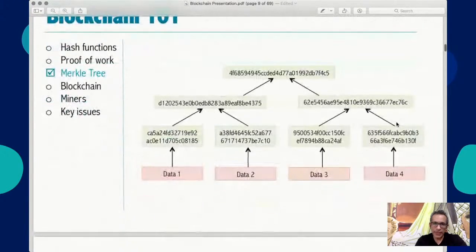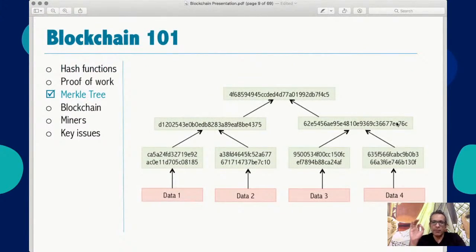Now, the next concept that we need to understand is called a Merkle tree. Let's say that we have 4 pieces of data. This data can be a Word document, PDF document, a movie, or even a financial transaction. So we call it data 1, 2, 3, and 4. Each data can be hashed. We discussed hash functions. So we say data 1, this is the hash. Data 2, this is the hash.